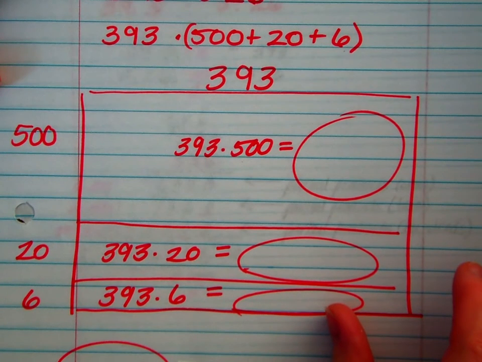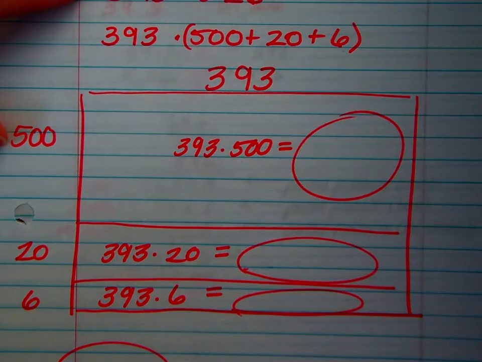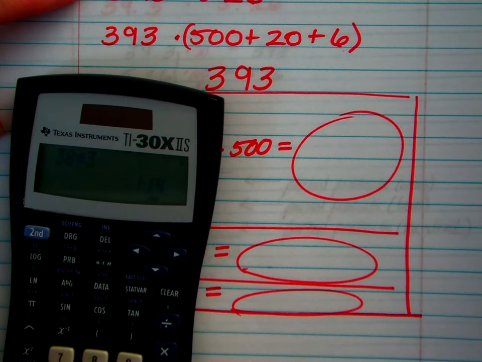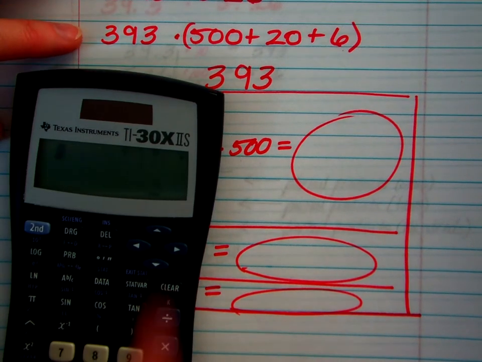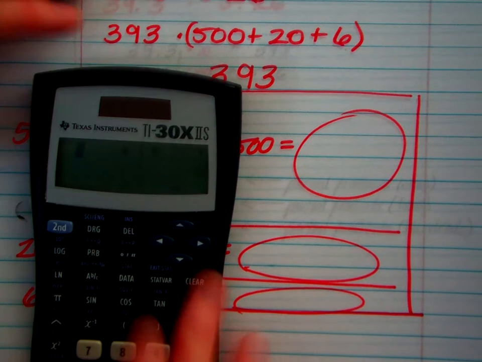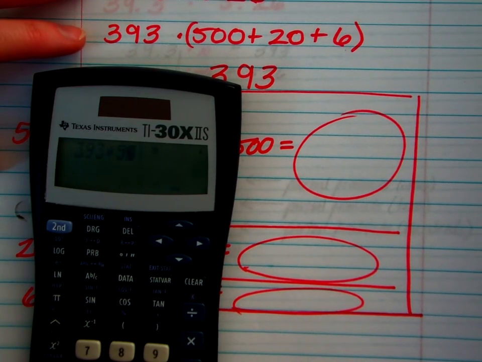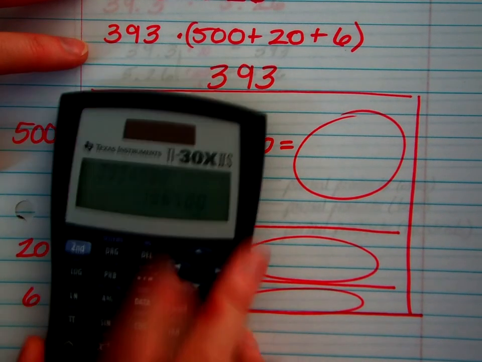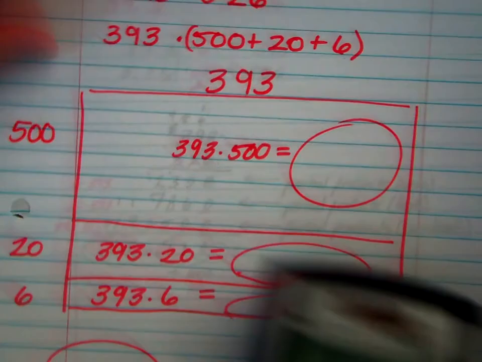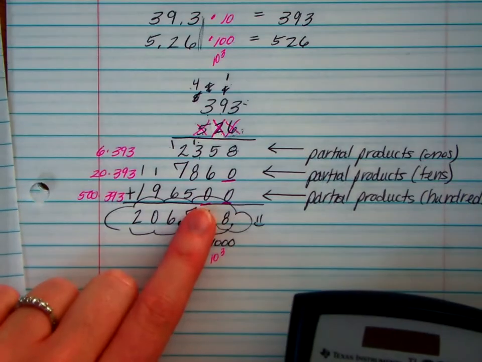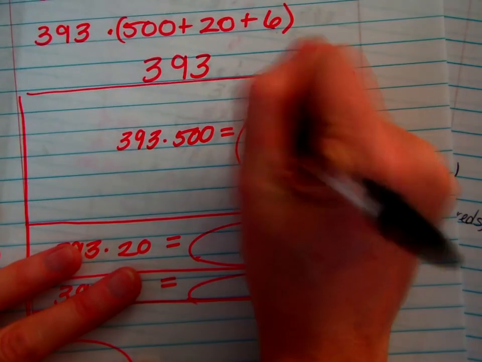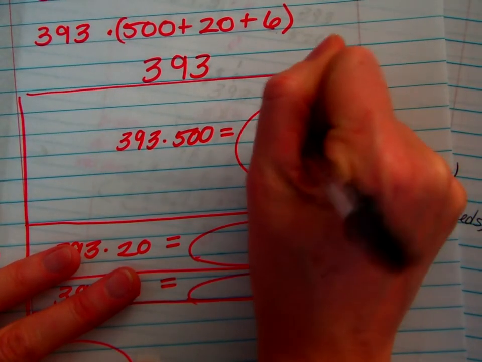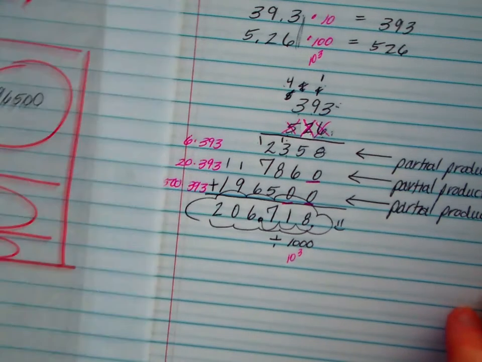393 times 500. You know, I can even prove it on the calculator. 393 times 500 is 196,500. Is that in my original? Sure is. There it is. It lives here. It's the 196,500 part of my model.